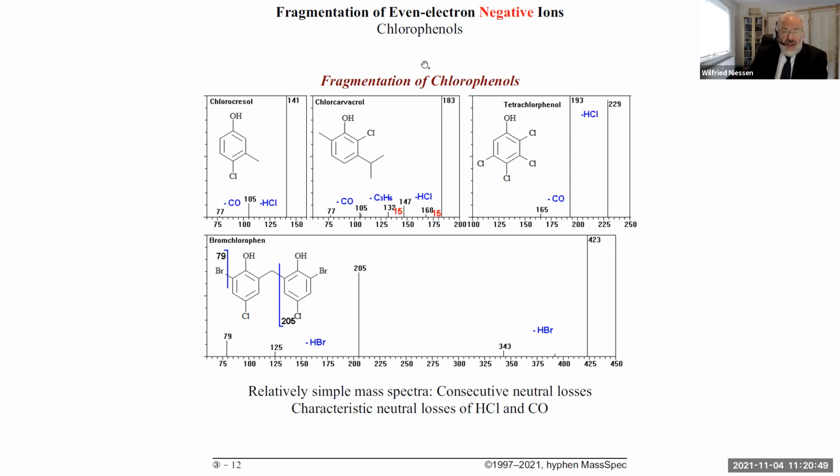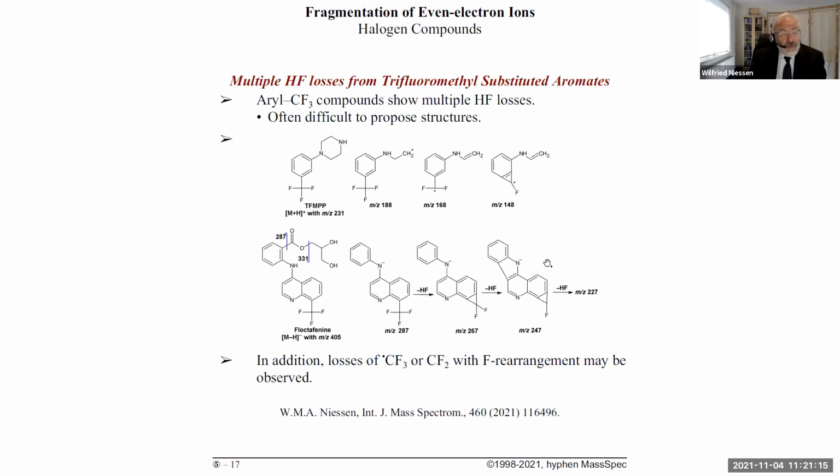I already showed you in a previous session the spectra of some chlorophenols in negative ion mode, which all show primary losses of HCl. And in this compound, you have the example of a primary loss as well as a secondary loss, but a primary loss of HBr. You don't see radical losses in this particular case.